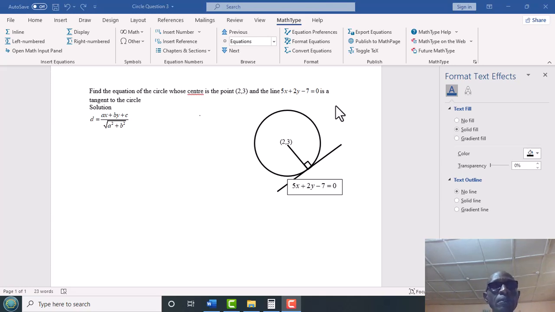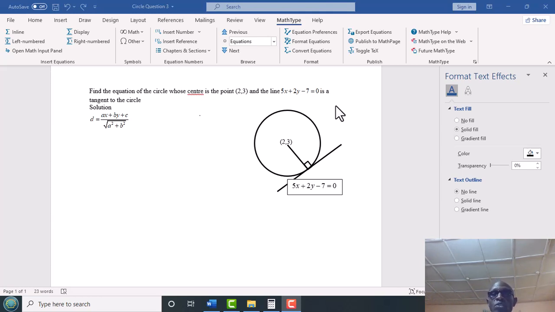And in this particular question, we are still dealing with circles. So we are looking at this question: find the equation of the circle whose center is the point (2, 3) and the line 5x + 2y - 7 = 0 is a tangent to the circle.